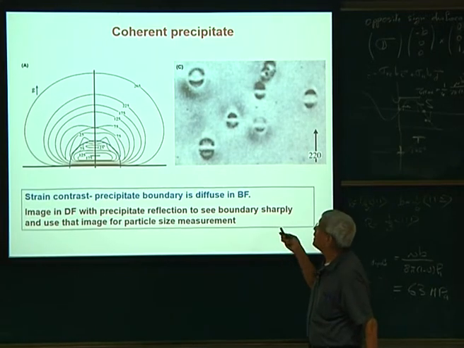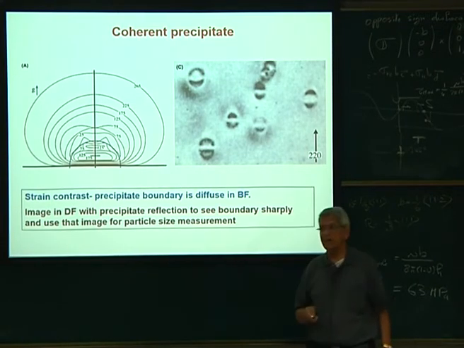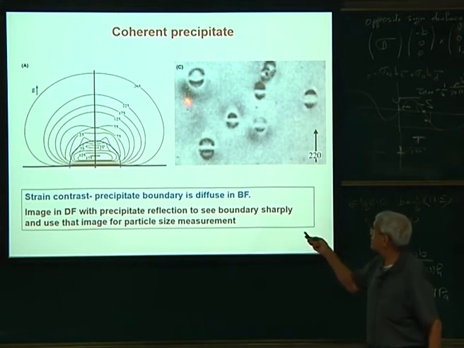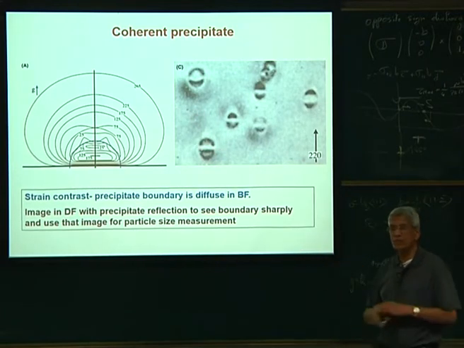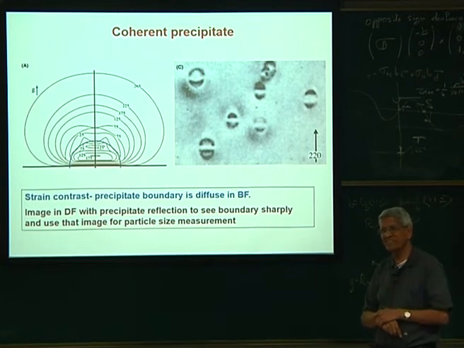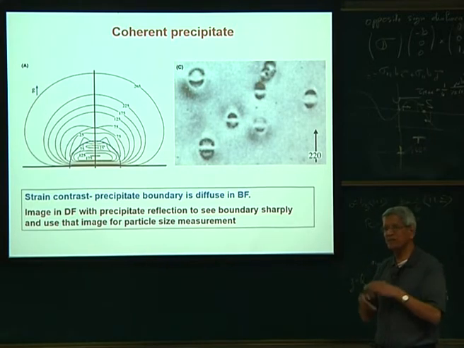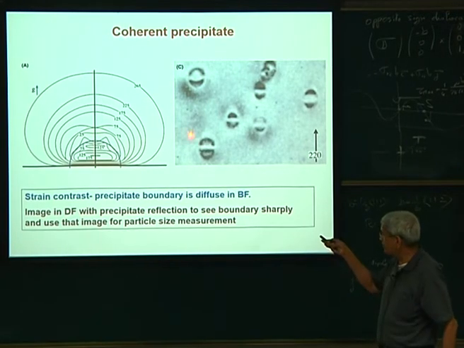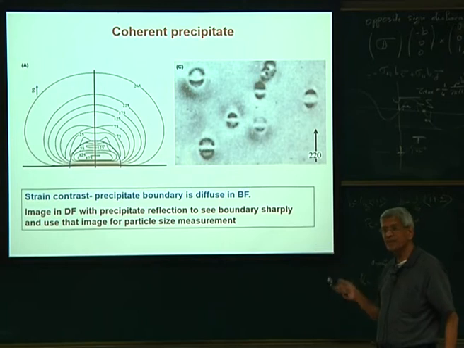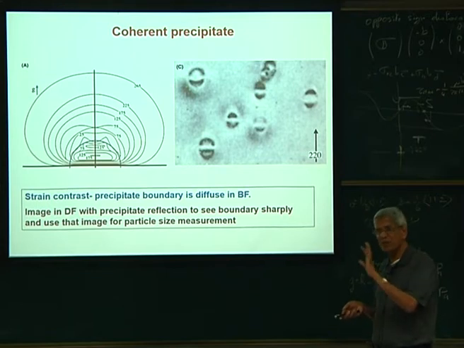Another consequence of this sort of contrast is that since the contrast gradually varies, and this is coming from a precipitate, how do you find out the particle size? That is always going to be very difficult. Quite often we want to study the kinetics of precipitation, and you want to know the particle size fraction. It is going to be extremely difficult. For that, one has to do dark field imaging with a superlattice reflection, where the precipitates are bright. Only that should be used.